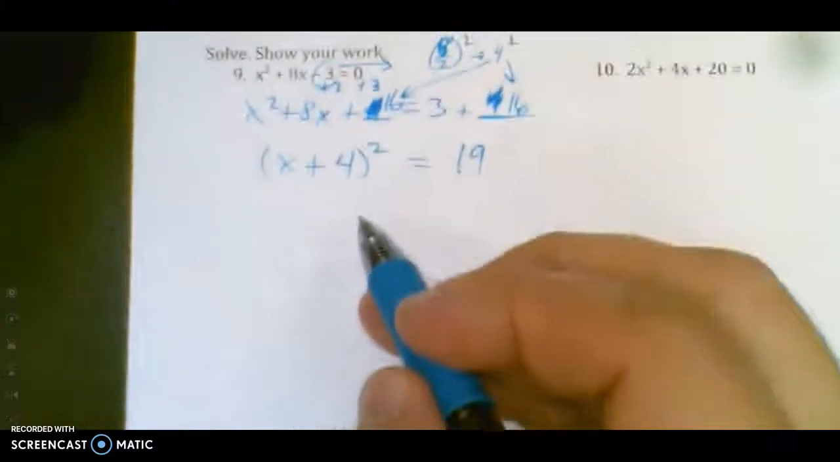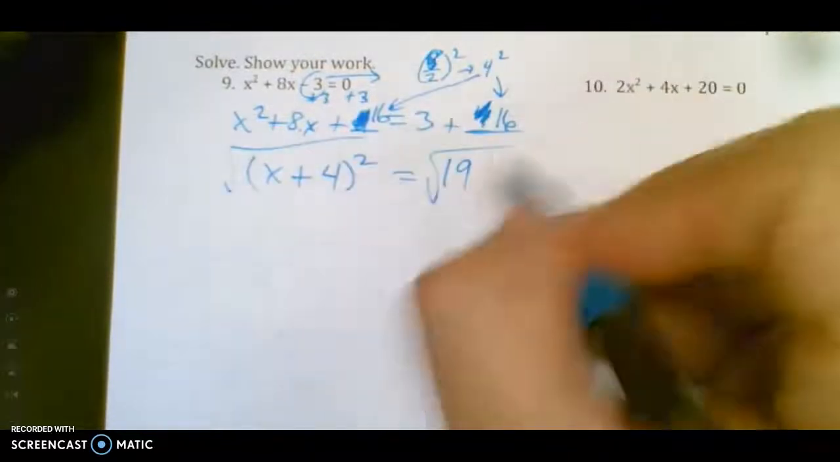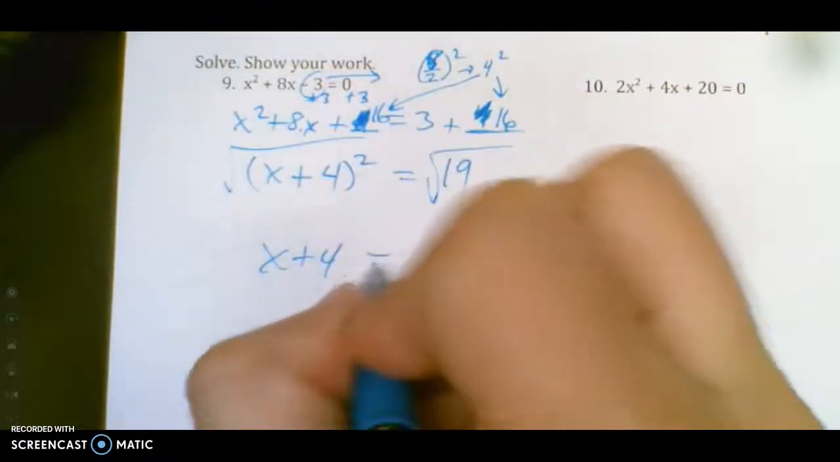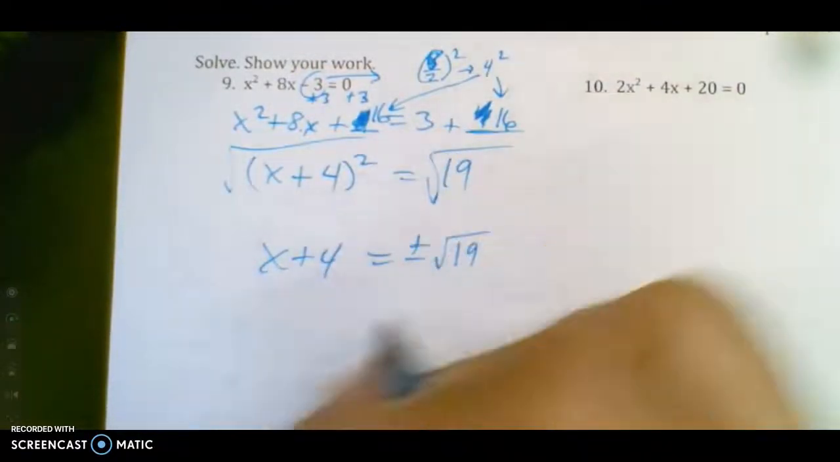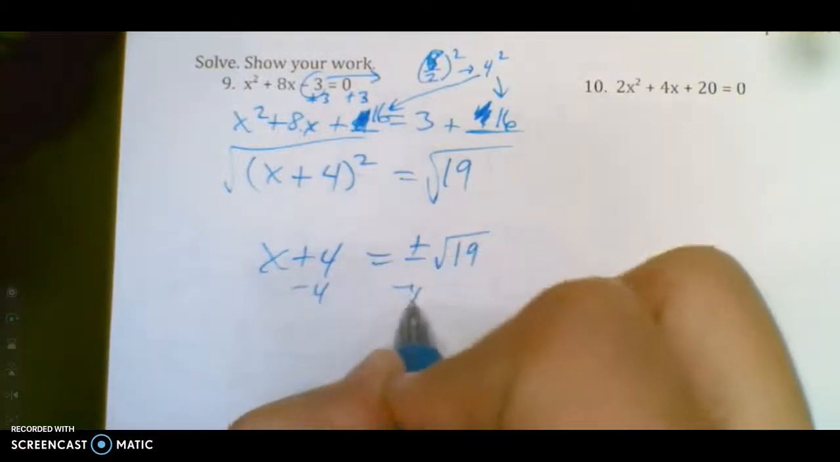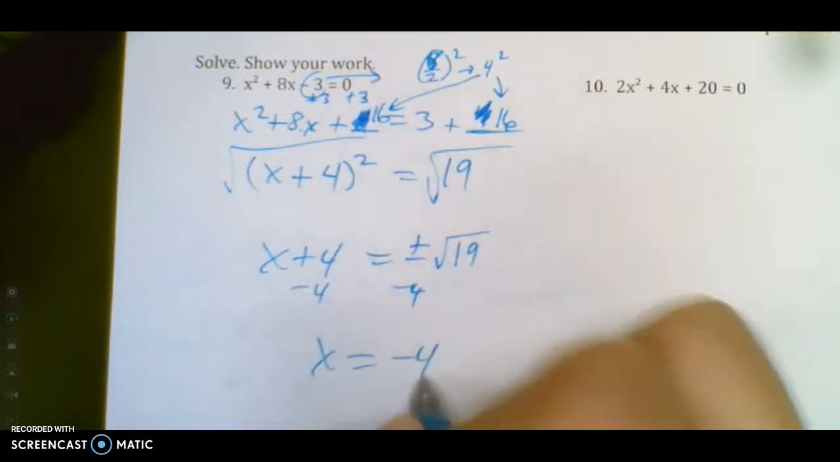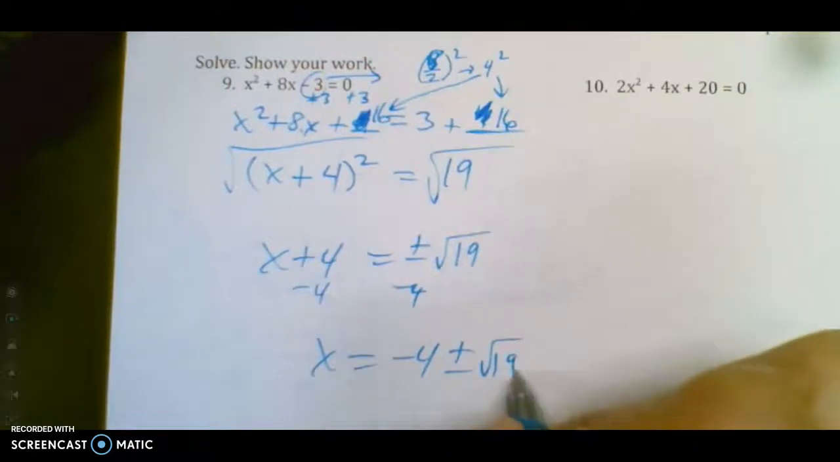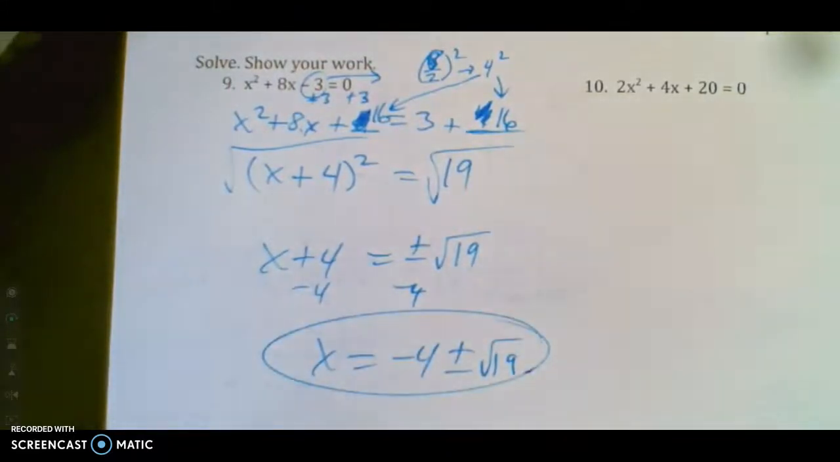I got my squared by itself, so I need to square root both sides. Don't forget your plus or minus. And then subtract 4. Negative 4 plus or minus radical 19. Awesome. Let me pause this, do the other one, take a look at it.